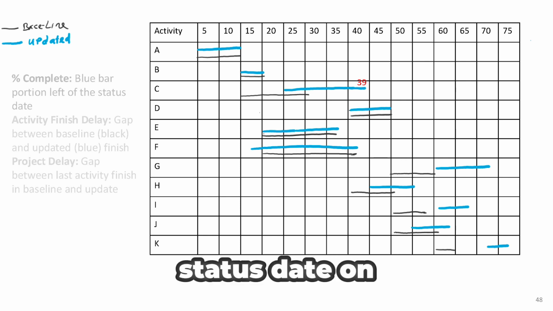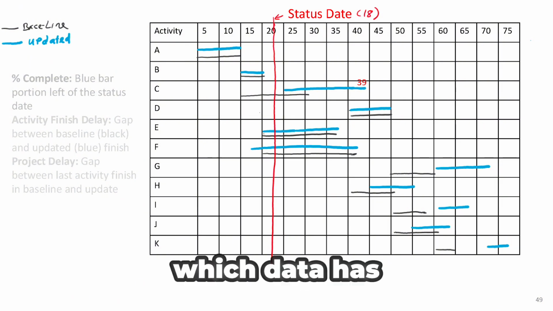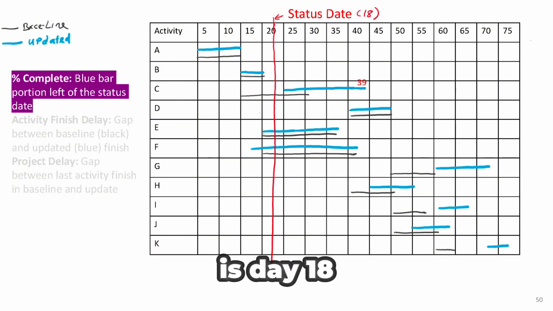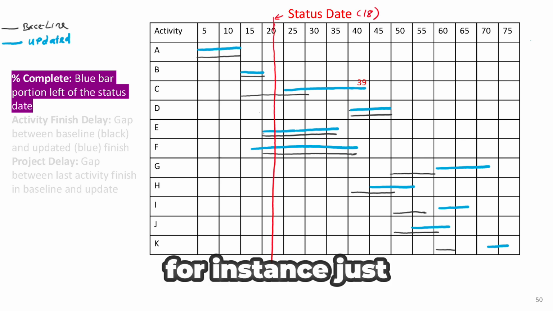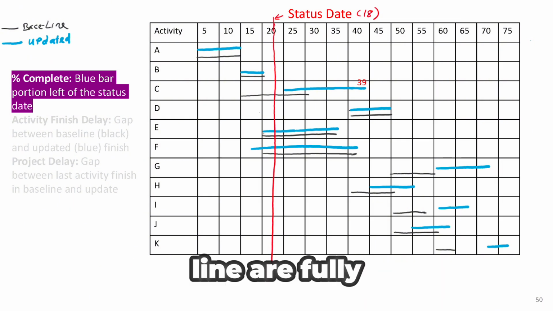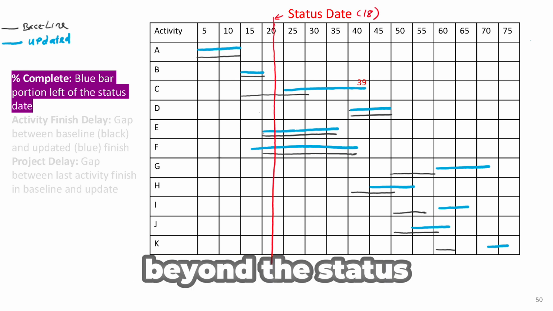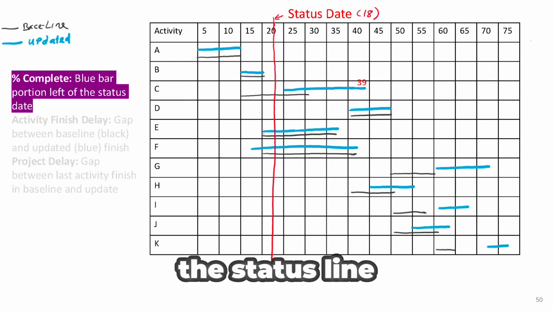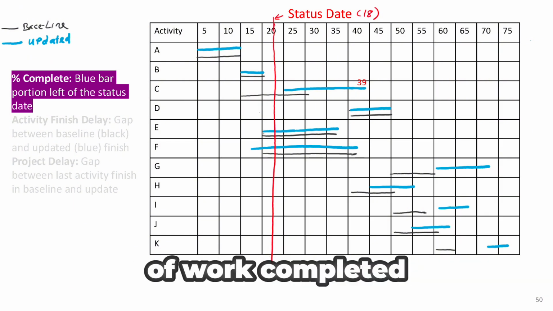Now, we add the status date on the chart, which marks the point up to which data has been recorded. In this case, the status date is day 18. This updated schedule gives us several key insights. For instance, just by looking at the blue bars, we can quickly identify which tasks are completed and which ones are still in progress. Activities that are entirely to the left of the status line are fully completed. Those that extend beyond the status line are still ongoing. The portion of a blue bar that falls before the status line represents the percentage of work completed.